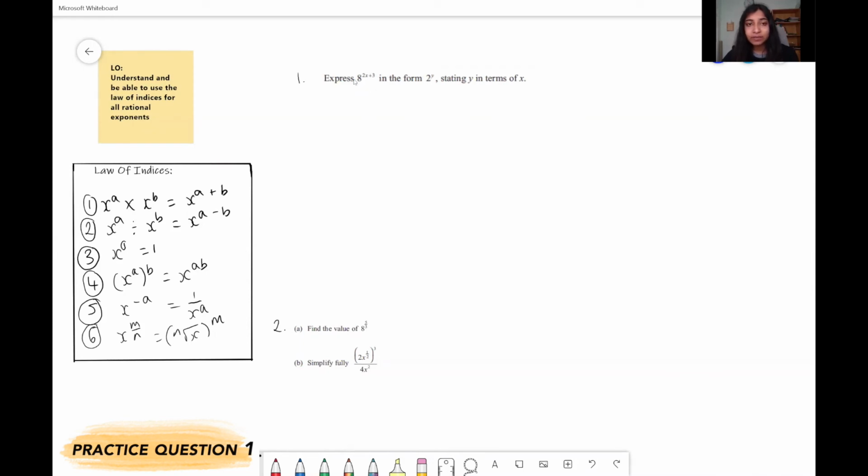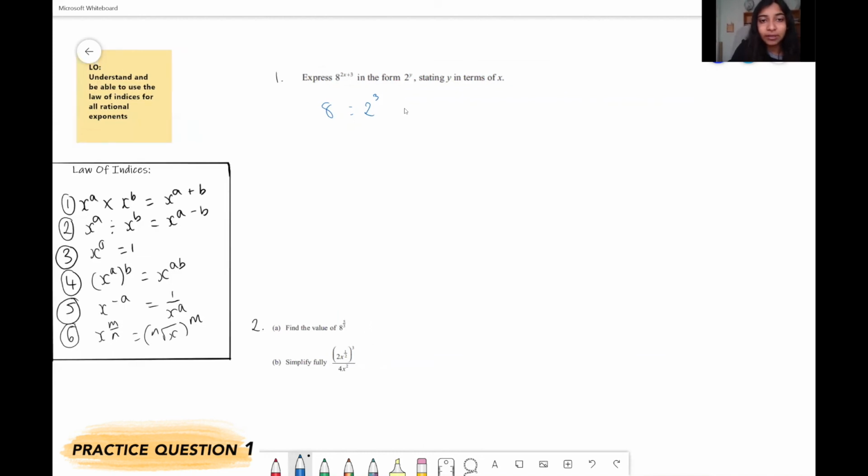So what you have to do is, because it's saying 8 to the power of 2x plus 3, and we want to express it in the form 2 to the power of y, remember when we're dealing with indices, we always have to have the same base for both. So because this is 8 and this is 2, we need to try and turn this 8 into a 2. So you need to think how can you express 8 in terms of something with a 2. So you could also say that 8 is equal to 2 to the power of 3. So you can just change this 8 to 2 to the power of 3.